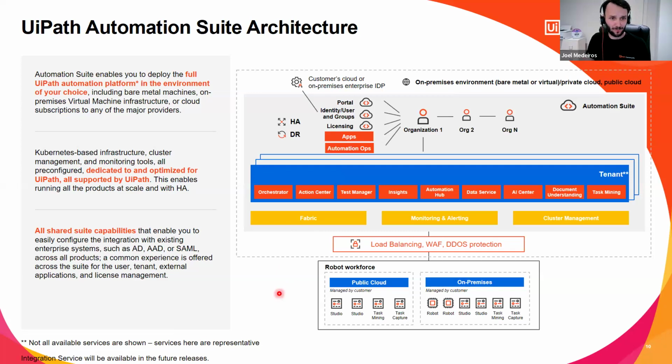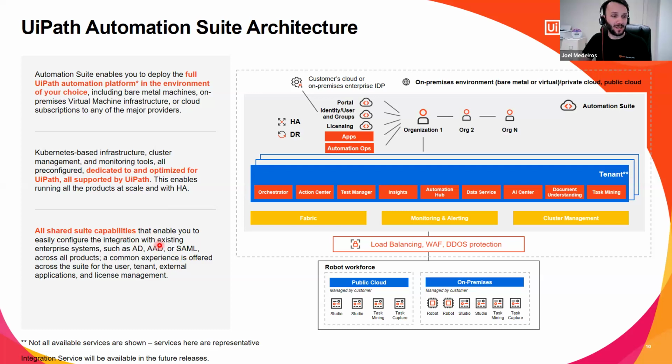This is the automation suite architecture. It's a little bit different. We have most of the products available on the automation suite. The automation suite enables you to deploy your full platform on premises or on private cloud. Includes the bare metal machines, on-premises virtual machines, infrastructure, or cloud subscription to any of the major providers. It's Kubernetes-based infrastructure, cluster management, and monitoring tools, all pre-configured, dedicated to and optimized for UiPath. So it's a really awesome solution that UiPath provides us with, which makes it very much simpler to install and to enable the UiPath platform.